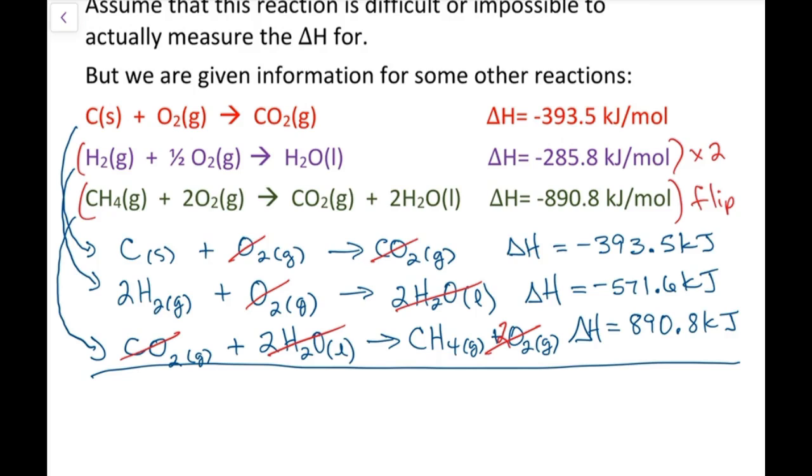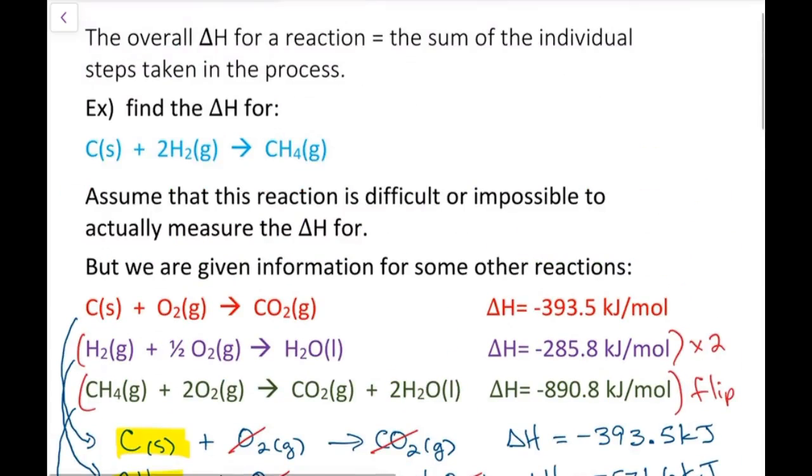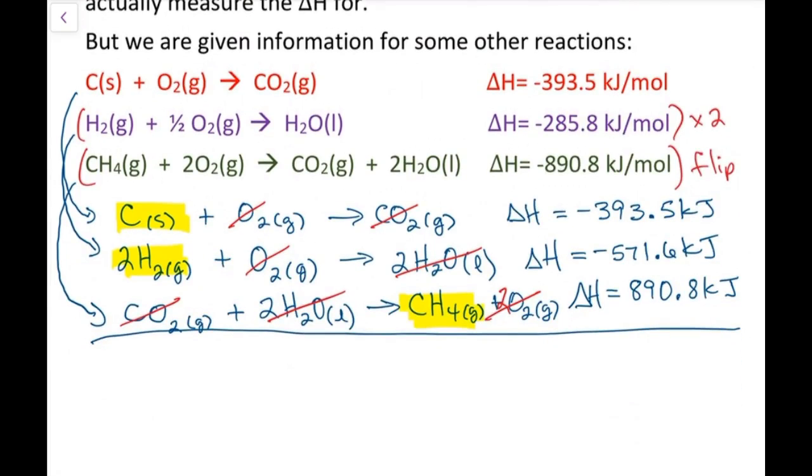So it looks like what I have left on the left, the reactant side, is a mole of carbon and 2 moles of hydrogen. And on the right, on the product side, I have a mole of CH4. And if I look at my overall balanced equation, that matches, right? So I'm going to go ahead and carry the stuff down. Carbon solid plus 2H2 gas yields CH4 gas.